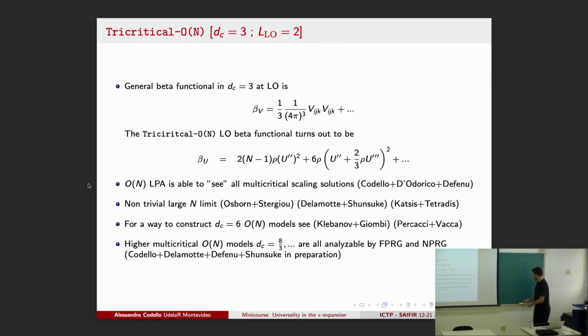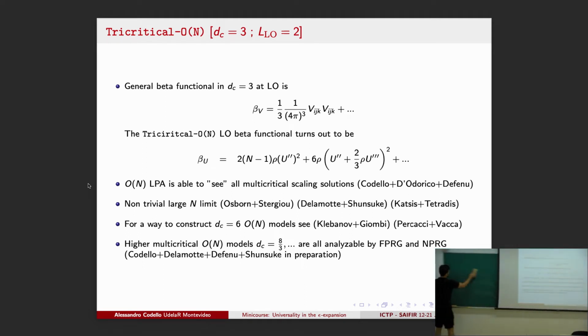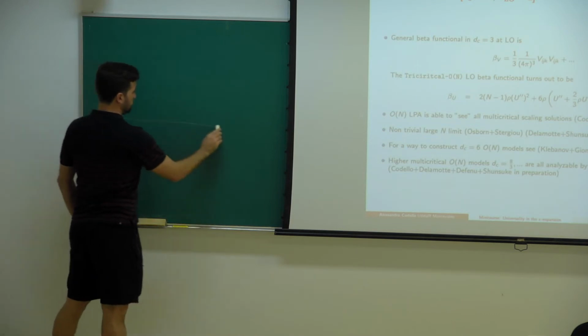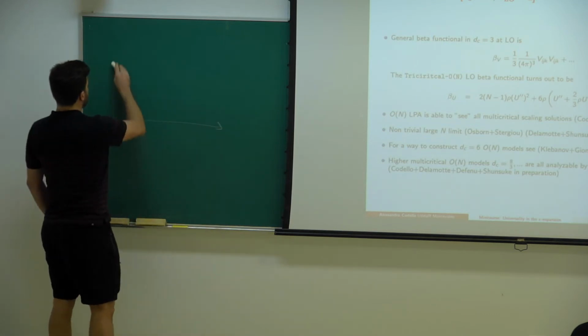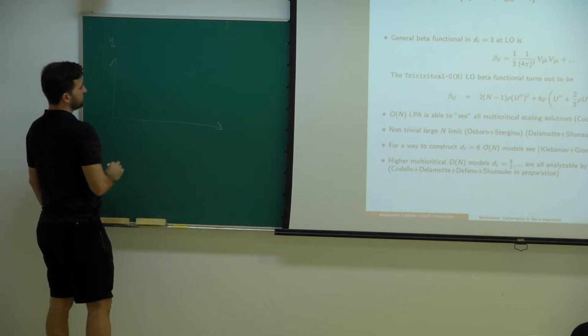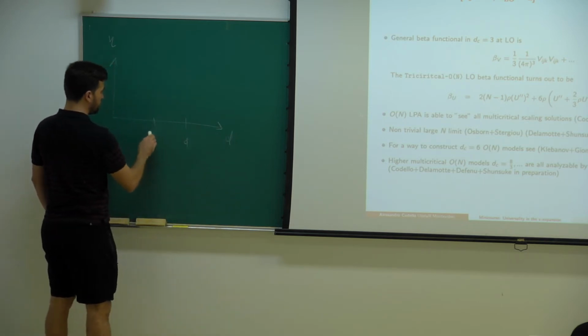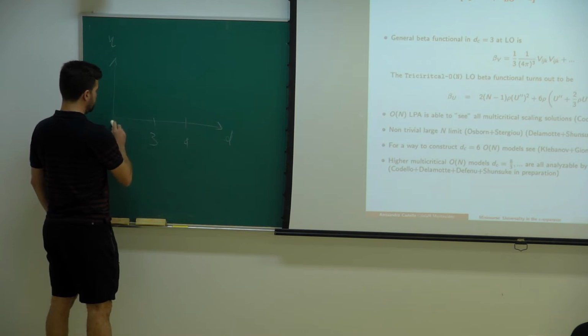So for example, if we plot the anomalous dimension, what we did, one can make a plot like this, write eta, and here you can write d. And so you can have 4, 3, and 2, okay?